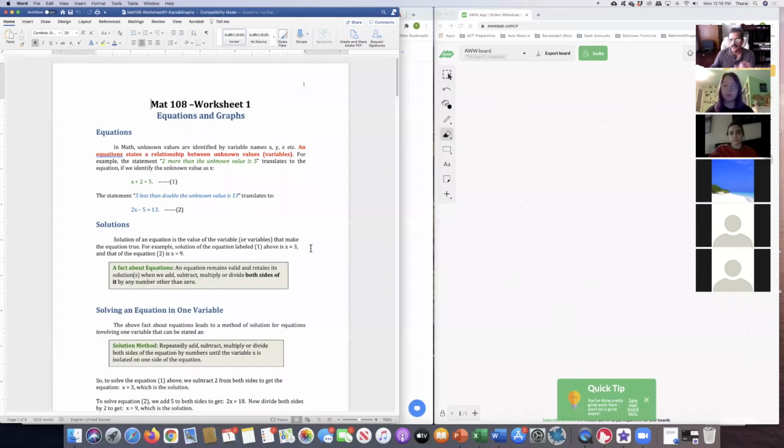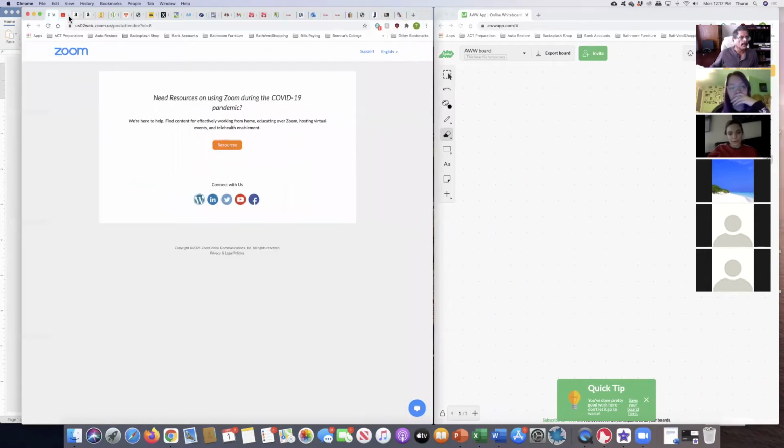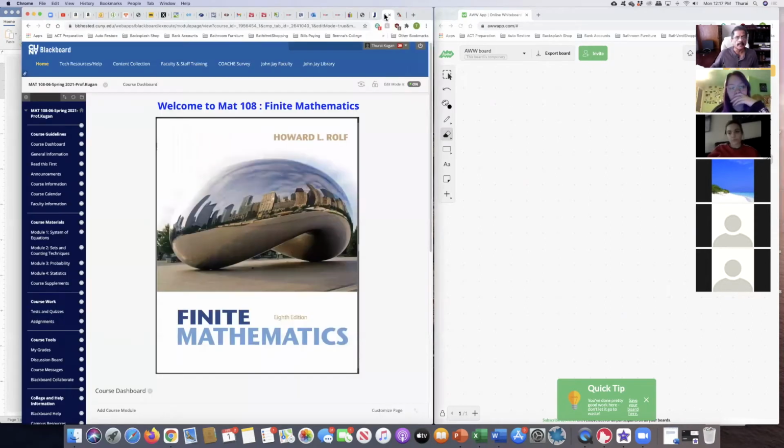There's the worksheet. For each class, there's a worksheet that's already posted on the website. So this is the worksheet for today. But before going over that, I'm going to go to the Blackboard course, our course on Blackboard.